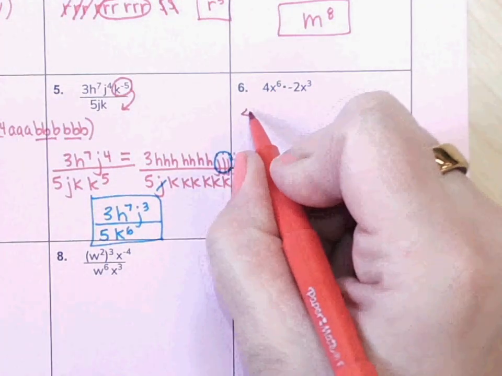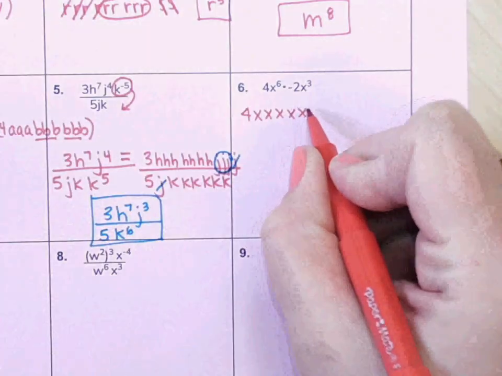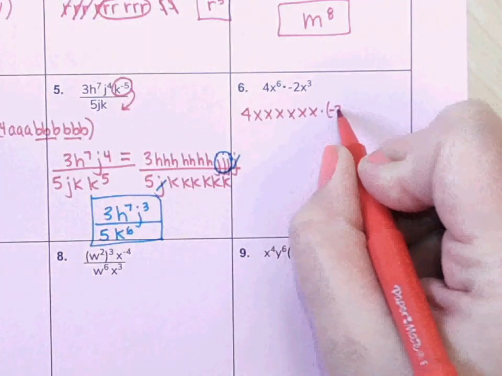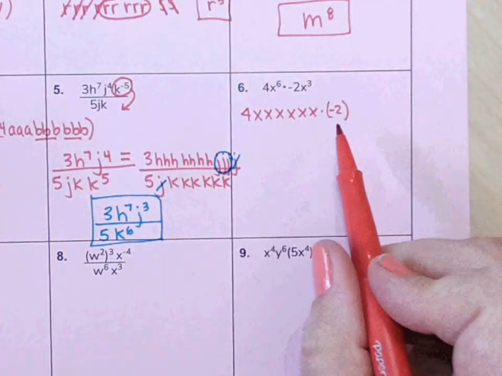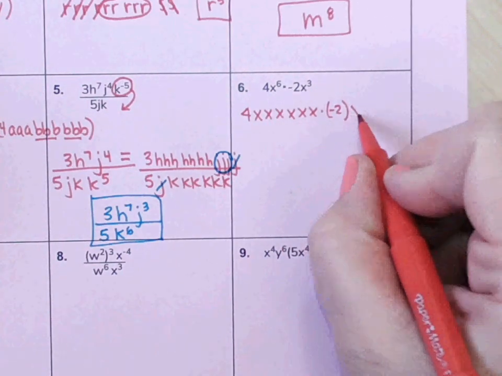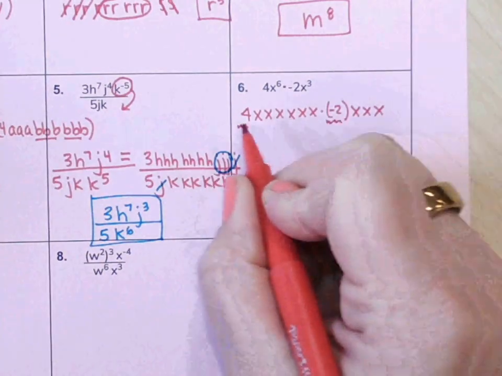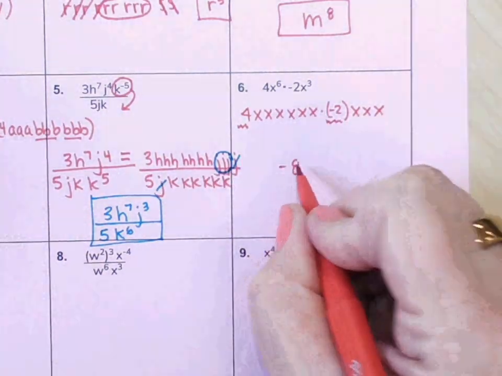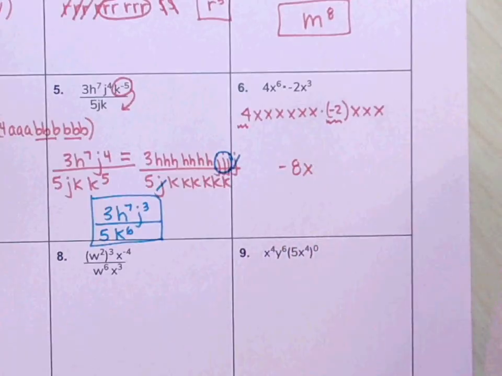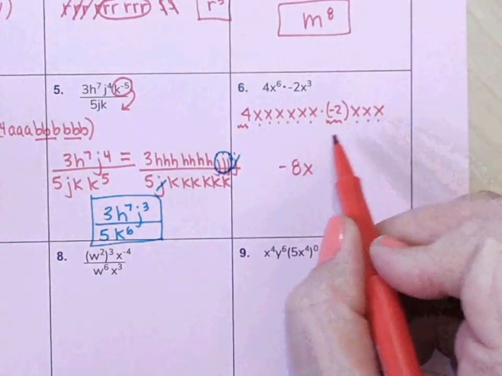So this is 4 times x times x times x, and then another 3 of those times, I'm going to put this in parentheses so we don't confuse it and think it means subtraction. We're multiplying by a negative 2. And then we have 3 x's. I'm going to put these numbers together. 4 times negative 2 is negative 8. Then how many x's do we have? 1, 2, 3, 4, 5, 6, 7, 8, 9.